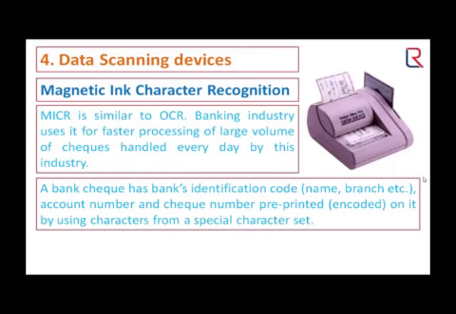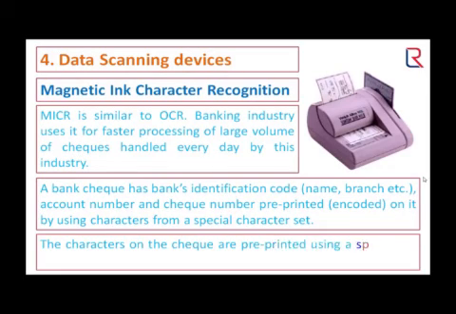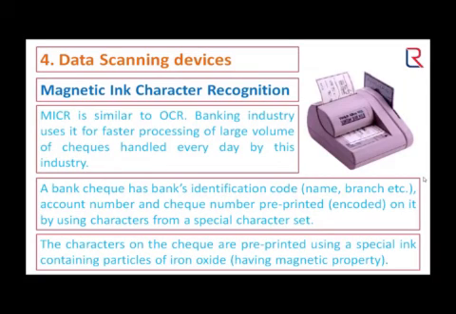A bank check has the bank's identification code, account number and check number pre-printed on it using characters from a special character set. The characters on the check are pre-printed using a special ink containing particles of iron oxide.